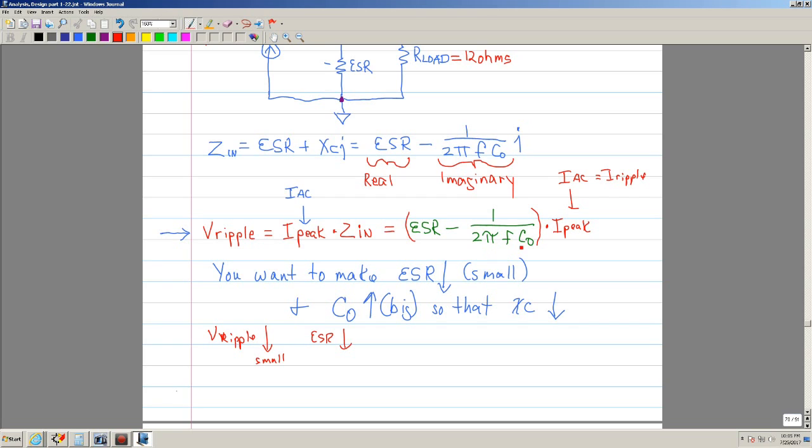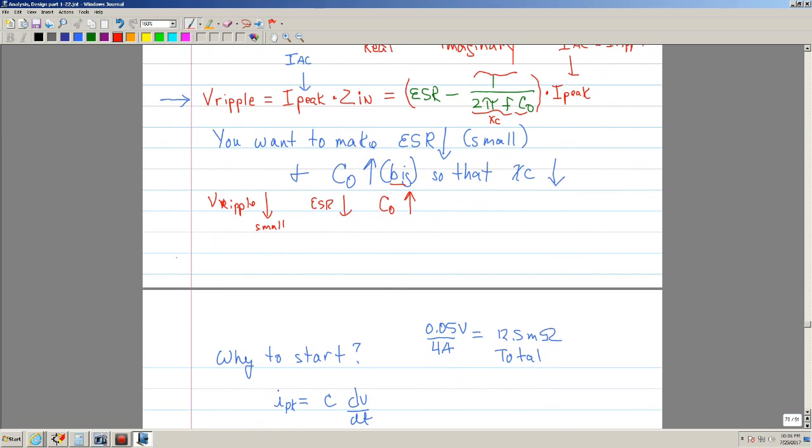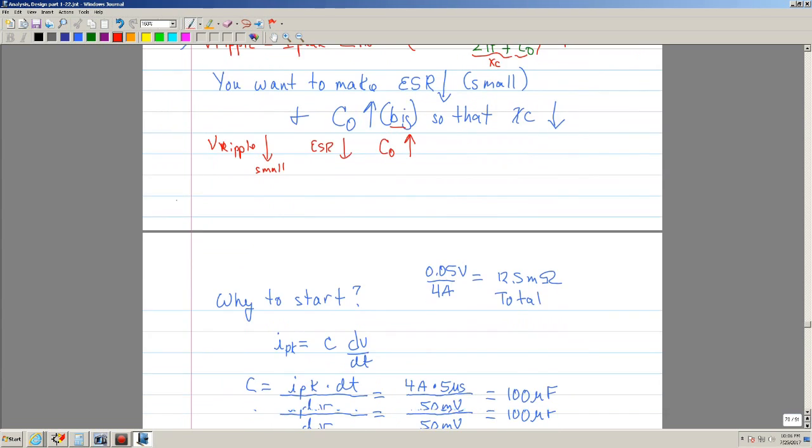But by the same token, if you look in here, this is a capacitance. Here's the capacitance CO. So you also want all of this term small. And in order to make this small, you need to make the capacitor big. So in this case, you want the capacitor big. That way the X of C, which is what this is, is small. So that's the main idea. You want to make the capacitor as big as possible and the ESR small.